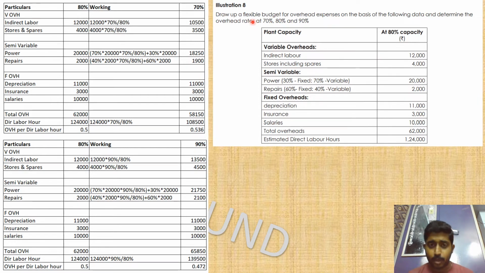In this problem you are going to see various activity levels. Draw up the flexible budget for the overhead expenses, not for the complete P&L, only for the overhead portion. That is what the question is asking. The following data is given. Determine the overhead rates for 70%, 80% and 90% capacity utilization. If the company operates at 70% capacity, 80% capacity, 90% capacity, what will be the budget? We have to plot that. That is the flexible budget.